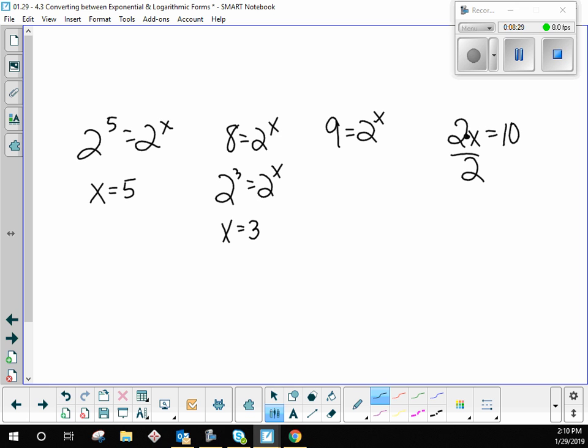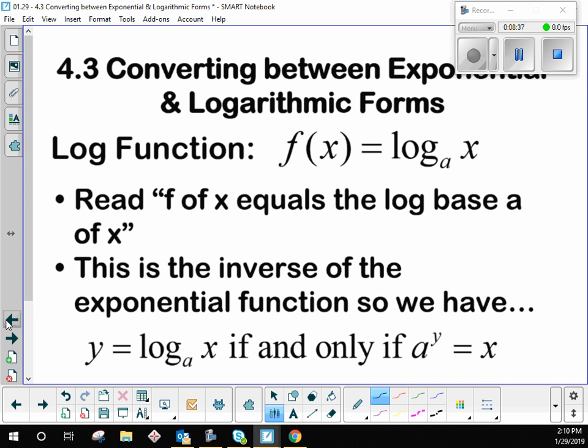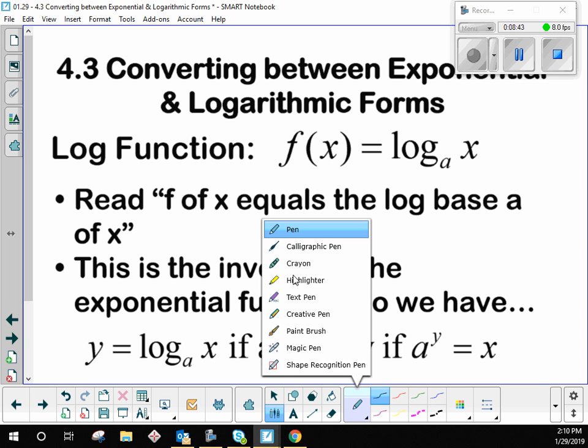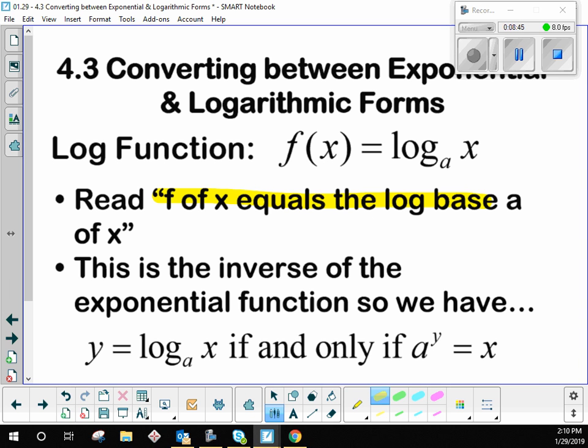You might have heard it sometimes called the lasso method, right? You've heard that? Okay. So going back to your notes, this right here is just a general form for log, and it reads like this. That's how you would say it out loud. You would say f of x equals log base a of x, right?